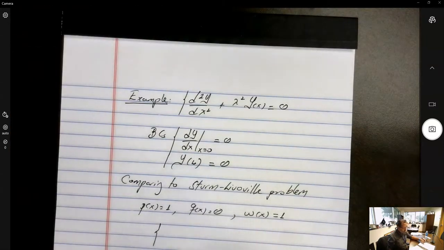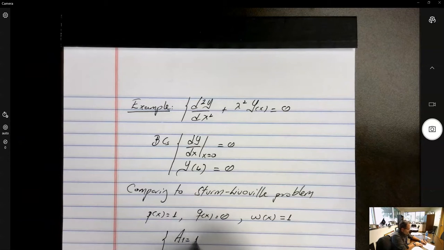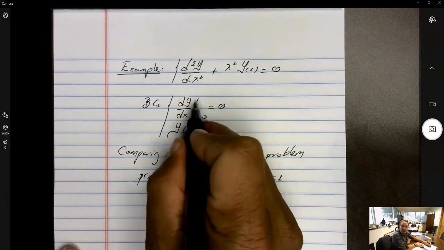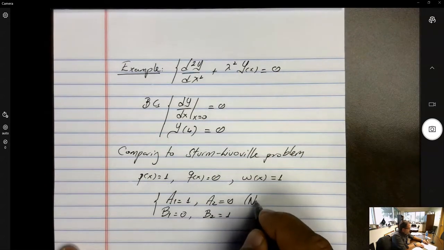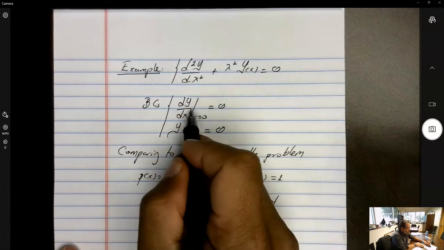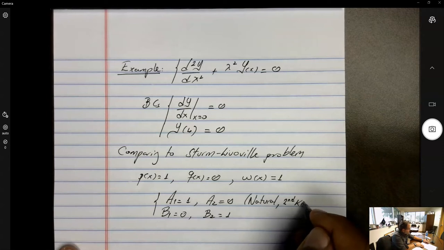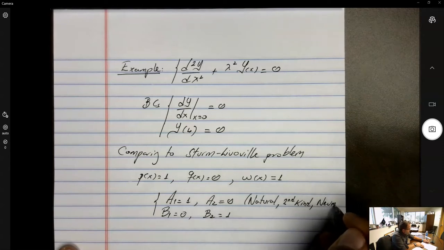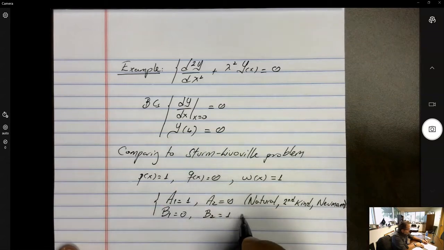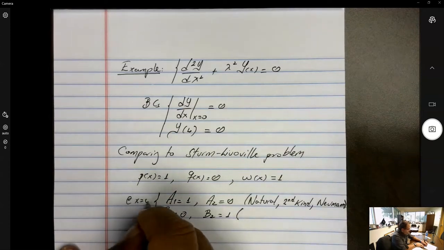And if we compare it to these, we're basically saying that a1 is equal to 1 and a2 is equal to 0, while b1 is equal to 0 and b2 is equal to 1. So the condition at x equals 0 is called a natural condition. So when we impose a slope, we're saying it's a natural condition, second kind, or Neumann boundary conditions.